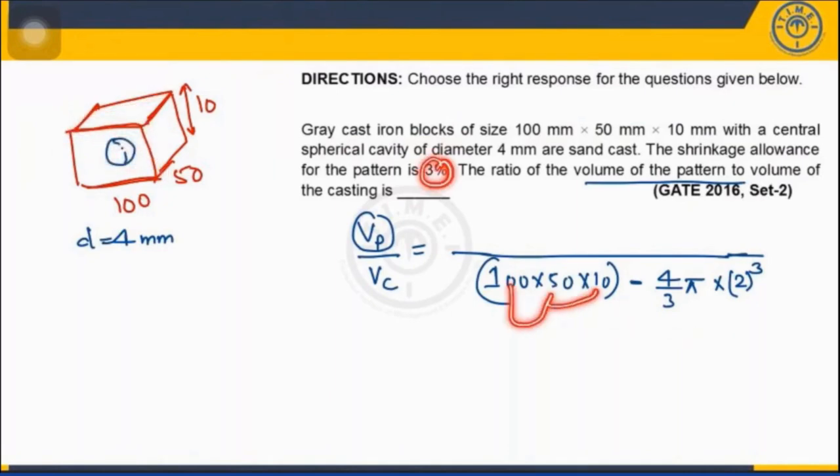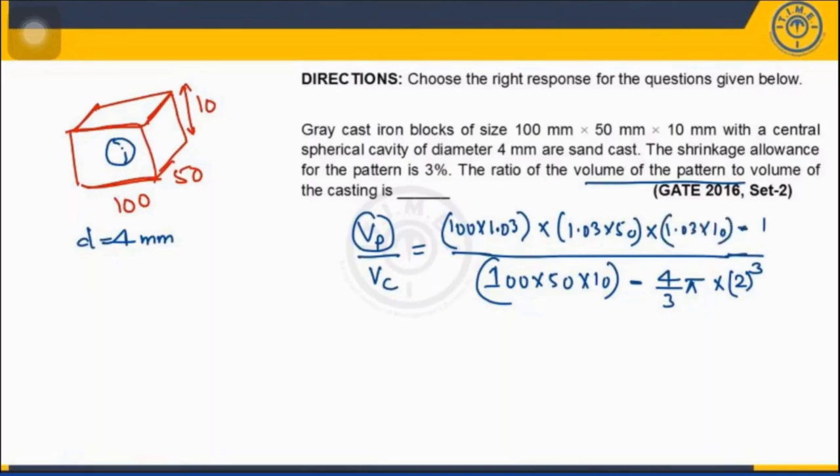Now 3% shrinkage is in each and every dimension, means the volume of pattern should be more, or the dimension should be more. So what I will do, I will add this 3% in each dimension. So what will become 100 into 1.03. Yes or no? 3% shrinkage means you have to add 3%. So if you are adding 3%, so 3 by 100, what will you get? 1.03 only. So now this dimension will become 100 into 1.03, into 50 into 1.03, into 10 into 1.03, minus 4 by 3 pi. Radius is given as 2. So again 3% is 1.03 times 2, squared. So volume of pattern by volume of casting, if you solve, you will get 1.09. And this is the answer.